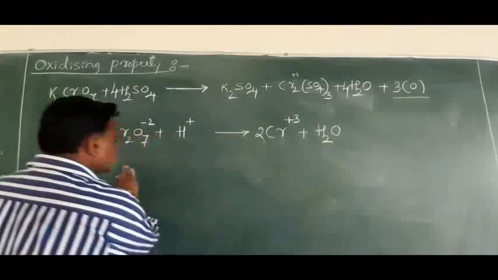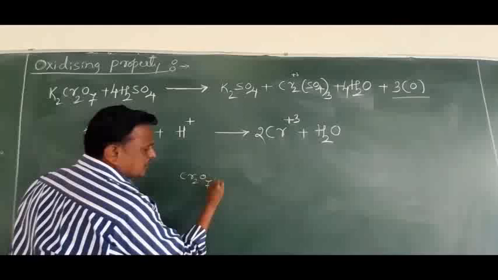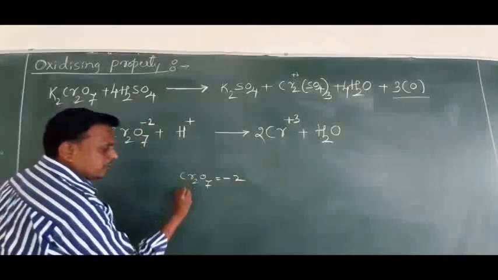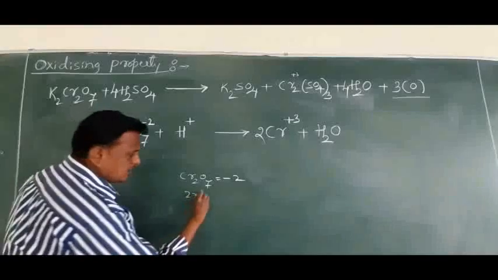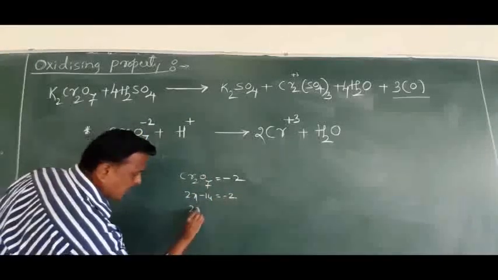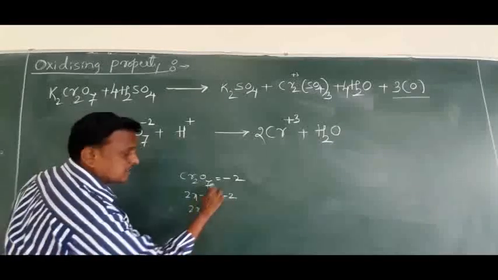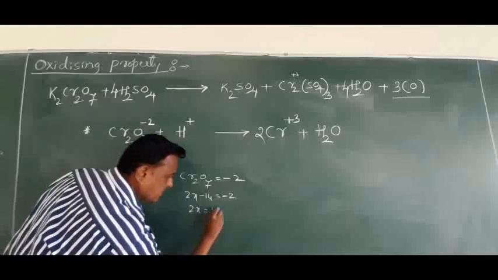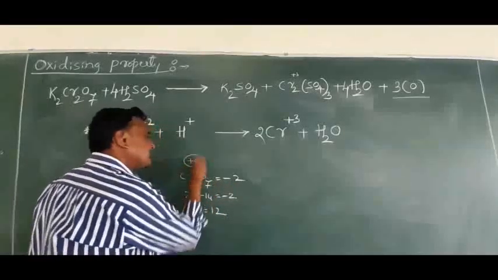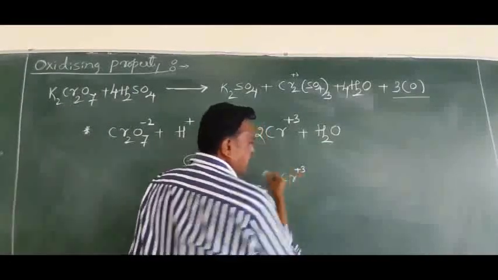It's very simple, friends. Cr2O7 2- is equal to minus 2. You can find out the oxidation state. Chromium is 2x, oxygen is minus 14, equal to minus 2. 2x is equal to, this minus 2 already converts into plus, automatically a plus 12. So x, chromium, becomes plus 6 here. And now here chromium is plus 3.